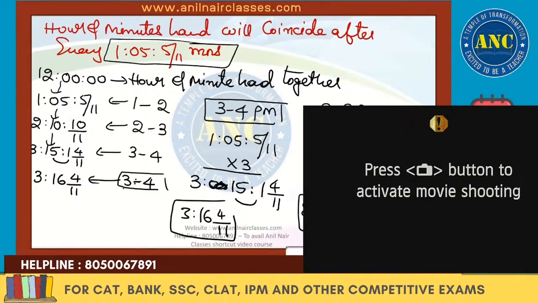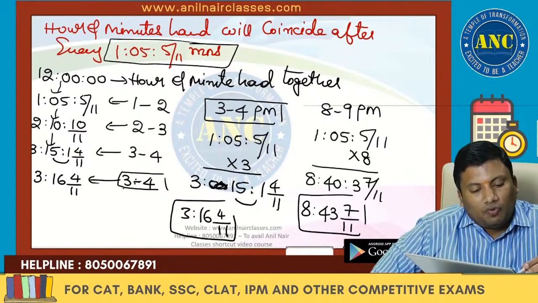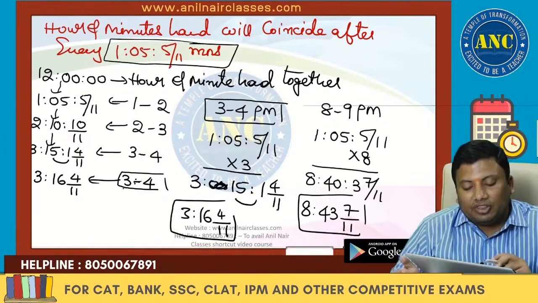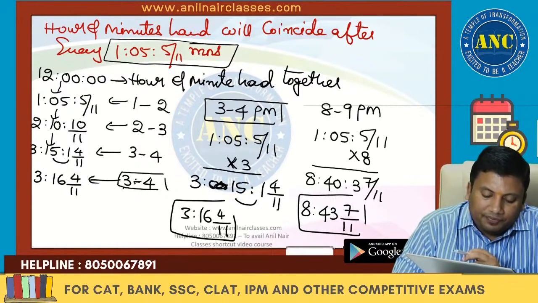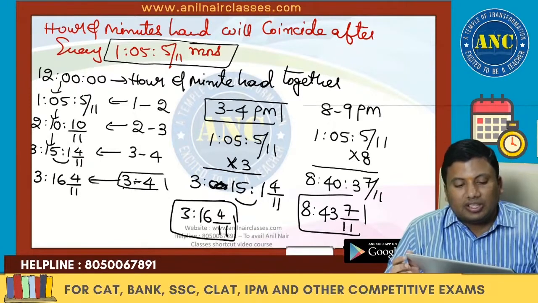So they will keep on meeting after 1 hour 5/11. One time, twice, thrice. So 1 hour 5/11 is added thrice, so it is into 3. So it is 3:15 and 4/11, where 1 is carried. So it is 3:16 4/11.